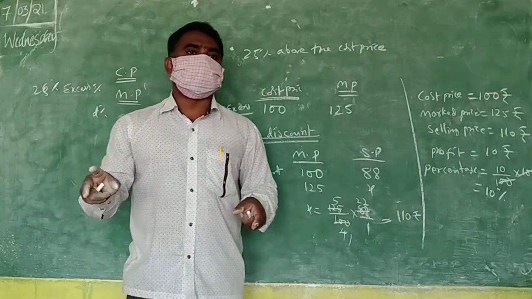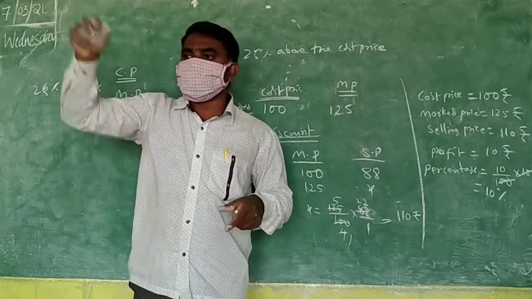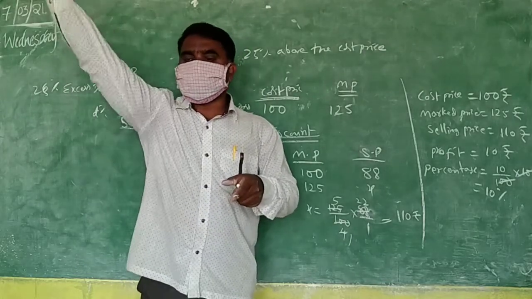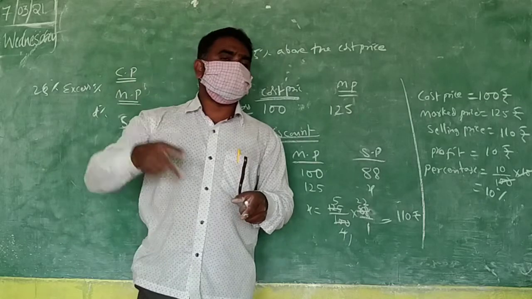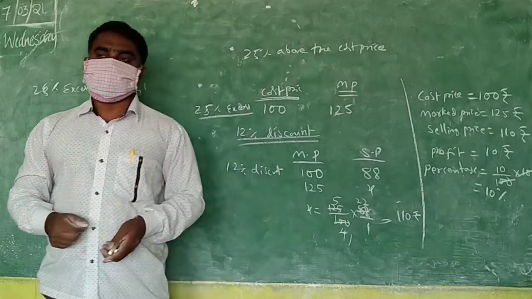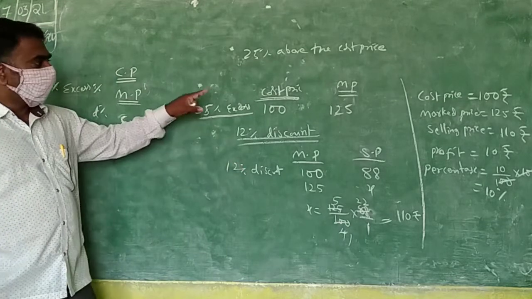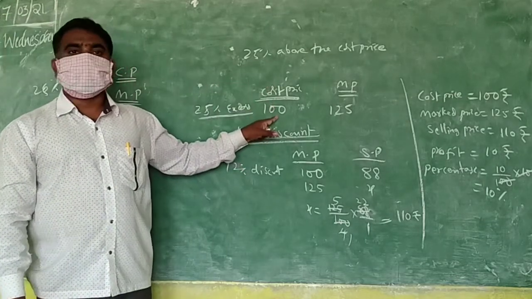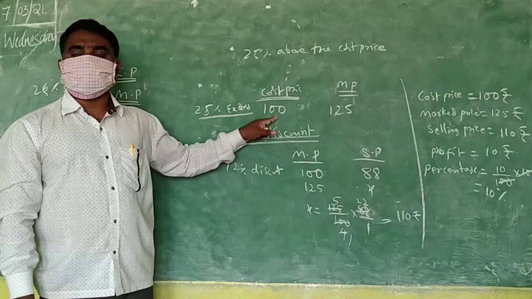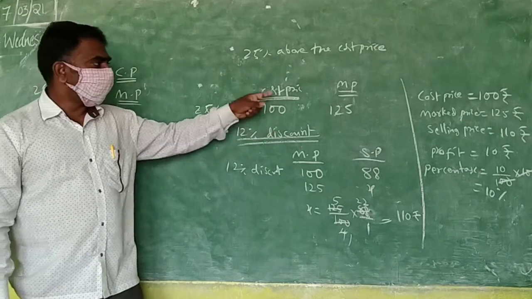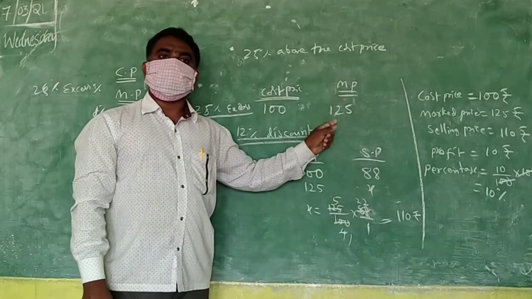Which is important for him? For how much I purchase and for how much I sell. So cost price and selling price. By using that only we can find the profit. Okay, do you understand the steps? First, you assume the cost price is 100 rupees, because no amount is given, only percentage. Then the market price becomes 125 rupees.